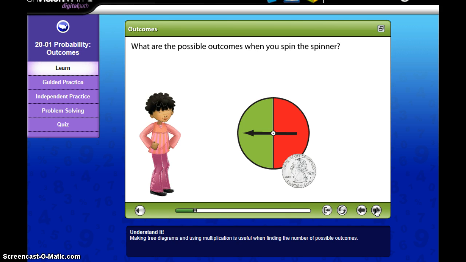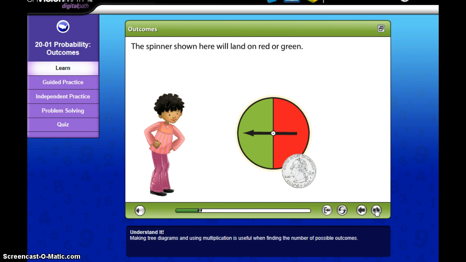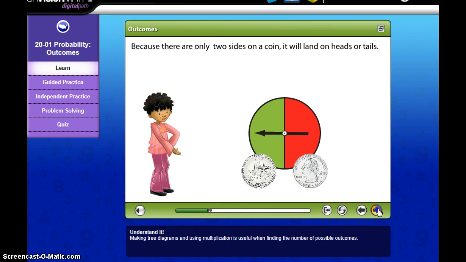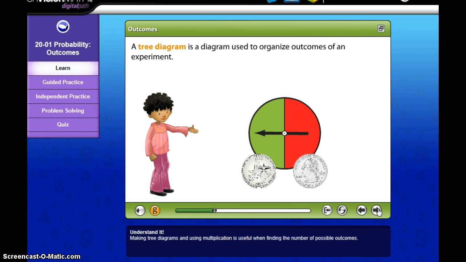What would be the possible outcomes if you spin this spinner? Aiden? You could get that a boy. Now, what if you flipped that coin? What are your possible outcomes? Will? Heads or tails. Now, because there's only two sides on a coin, we know that. So a tree diagram is a diagram that's used to organize how many different outcomes, just like in our problem of the day today.